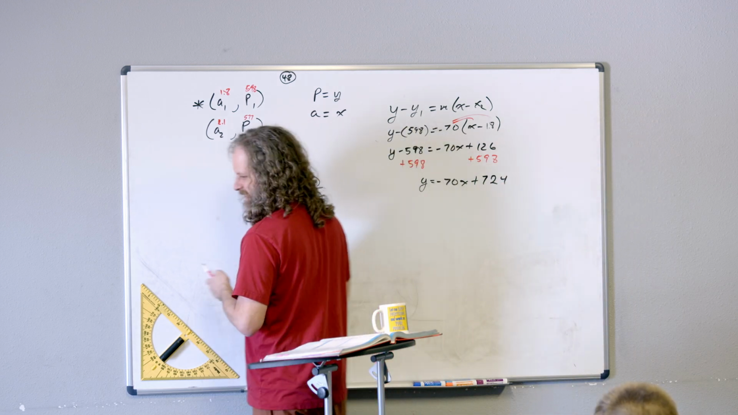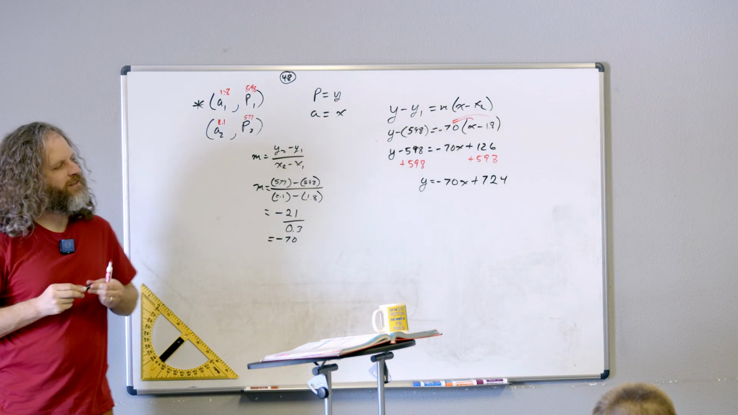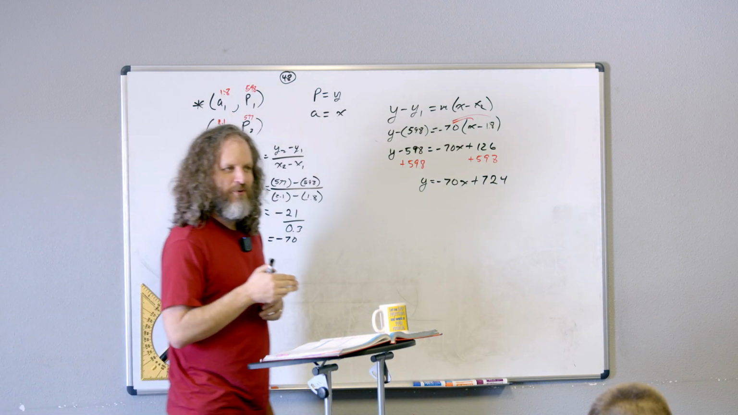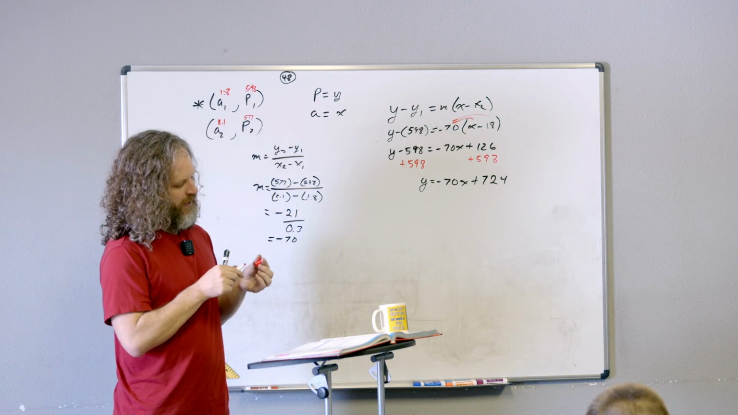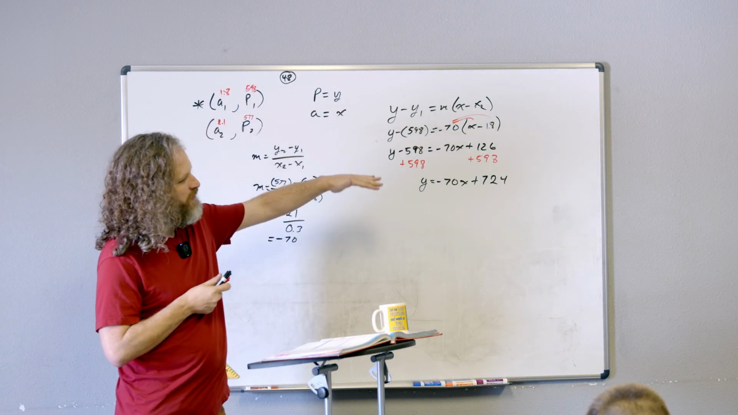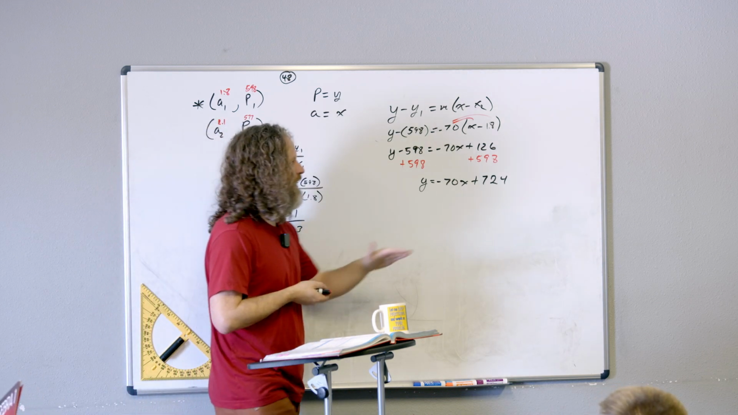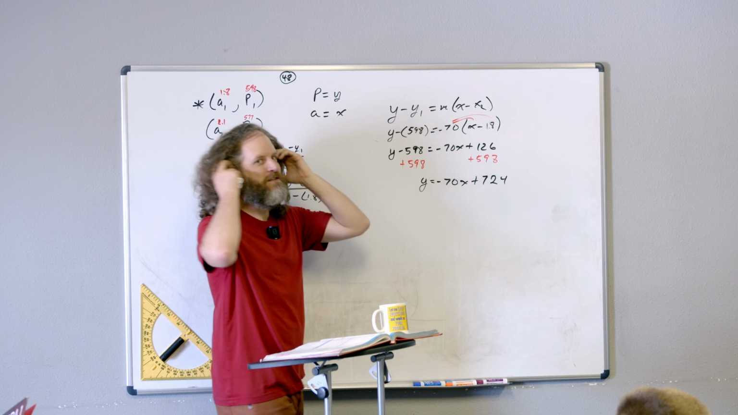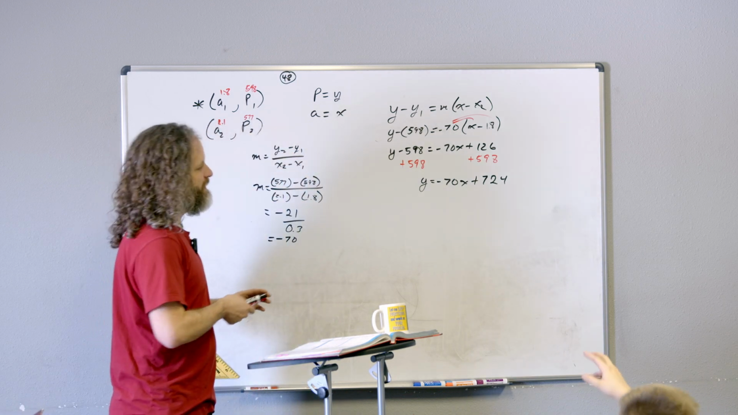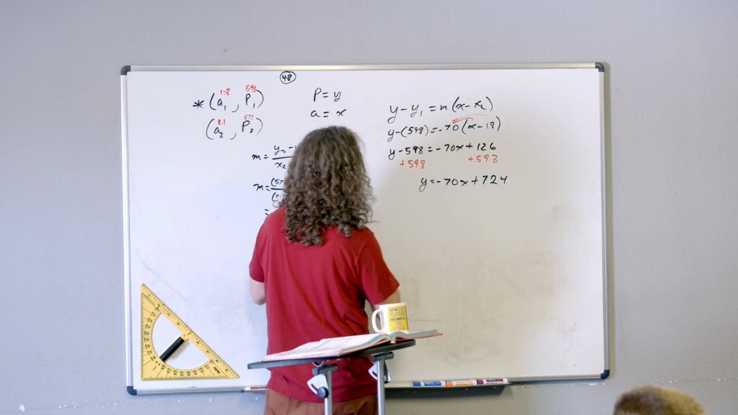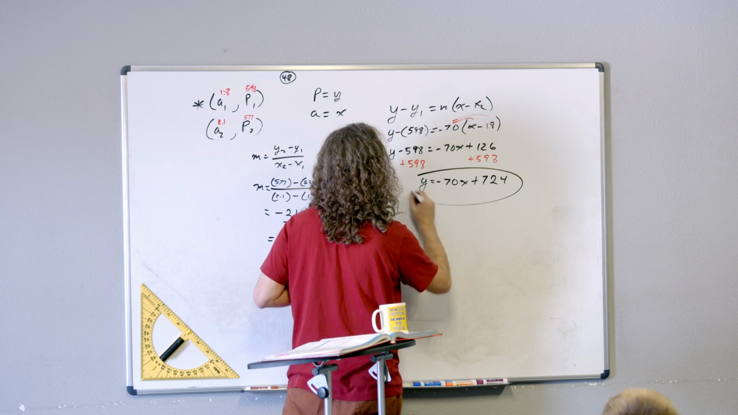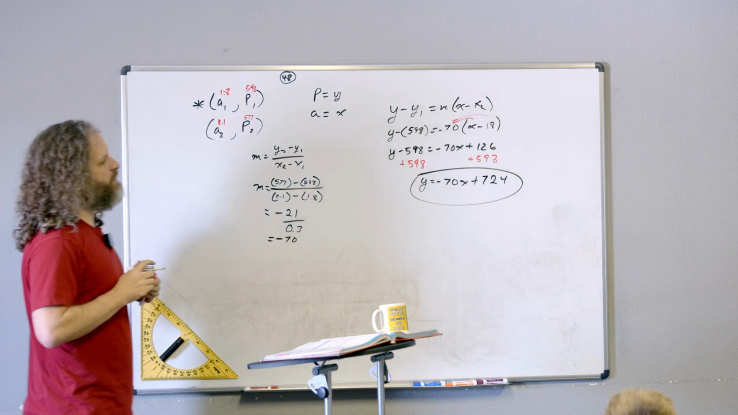Which means that at an altitude of 0, so at sea level, what is the pressure in millimeters of mercury? 724 millimeters of mercury. So that's exactly what that equation looks like. And then, as you go up in altitude, the pressure drops.